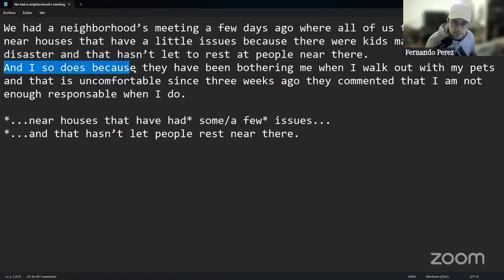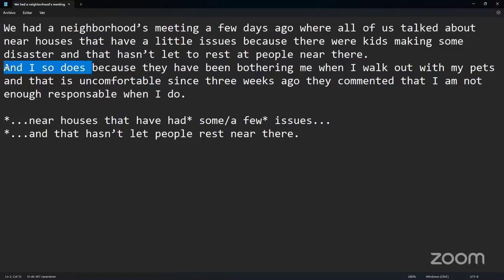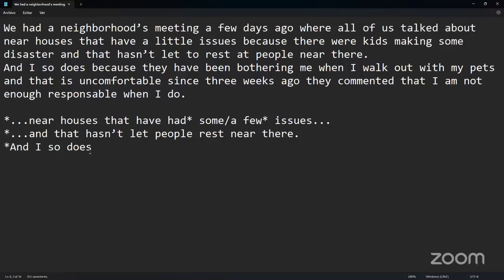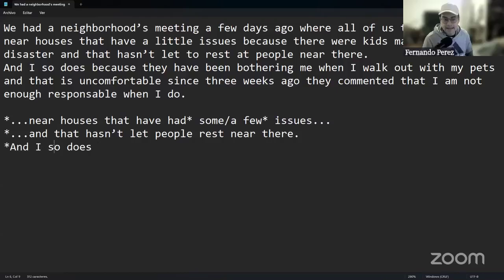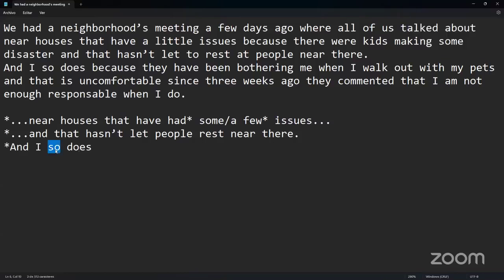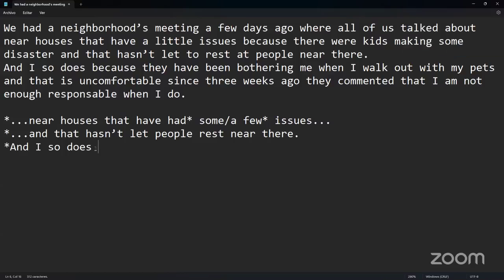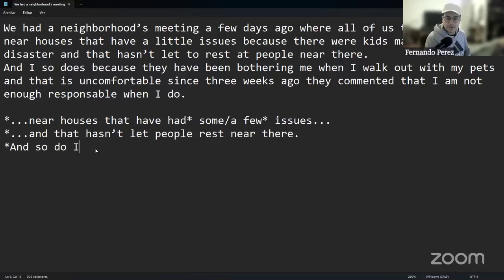And I saw does because. And so do I. Oh my God, I see my mistake. Let's see, what will be the correction? And so do I. Exactly, because they have been bothering me. Oh, actually, eliminate do. And so have I, because you are talking in structure number 6.